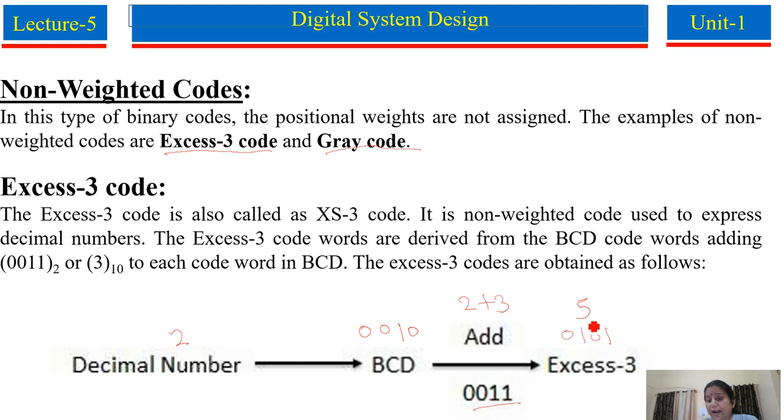This means this is 5 in Excess-3, but actually this number is 2, because Excess-3 means 3 more than BCD. That's why this code is known as non-weighted code, because it is not written according to its weight factor. It is right according to BCD plus 3.